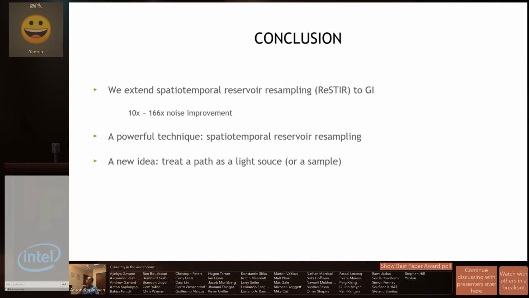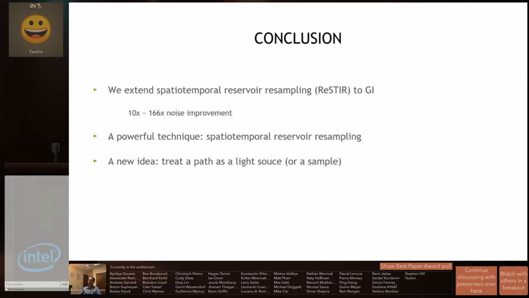Here are some takeaways from this talk. The first one is our ReSTIR GI algorithm, which is an extension of ReSTIR. And the second one is ReSTIR itself. It is a powerful technique that can boost valid sample counts and dramatically improves the image quality.